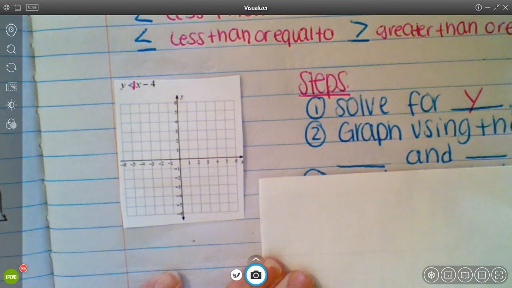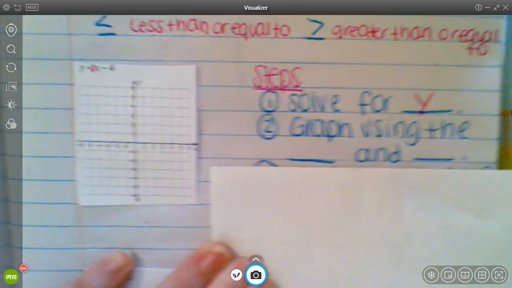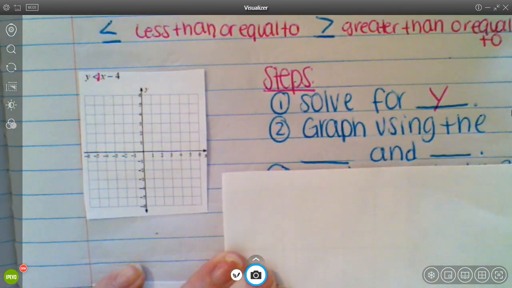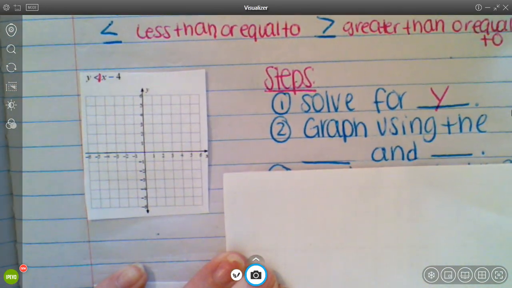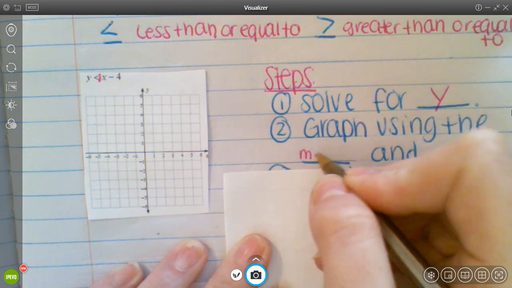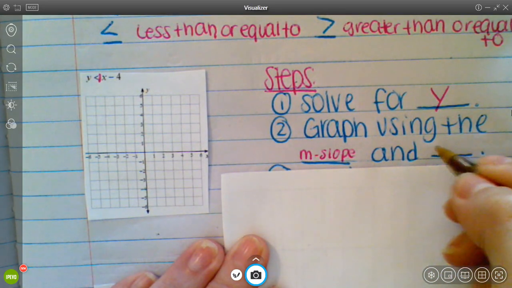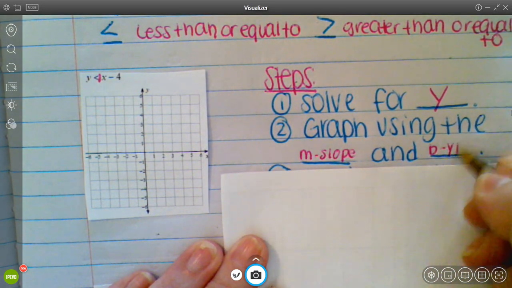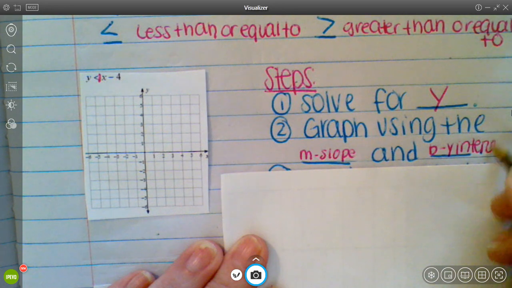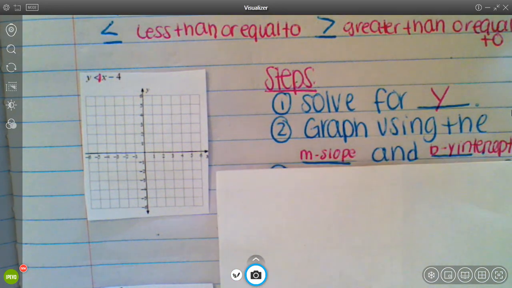And it says the blanks are graph using the blank and blank. Well, thinking about how you graph a line, you should recall this. Graph using the m, which is the slope. I'm going to put both just in case you forgot. And the b, which is the y-intercept. So from here, at this point, it's really essentially the same. So that's what we're going to do.